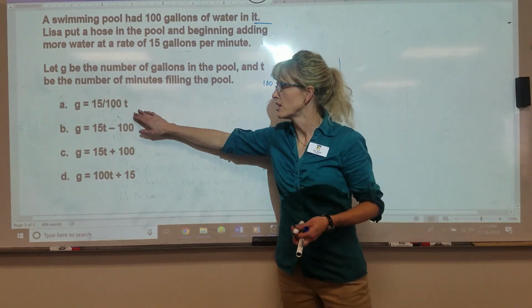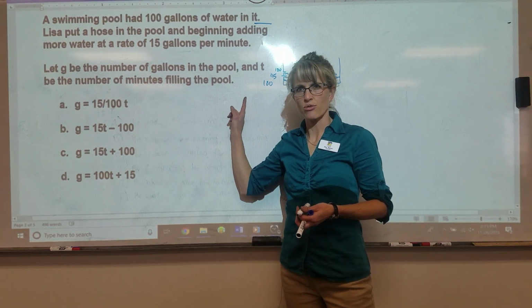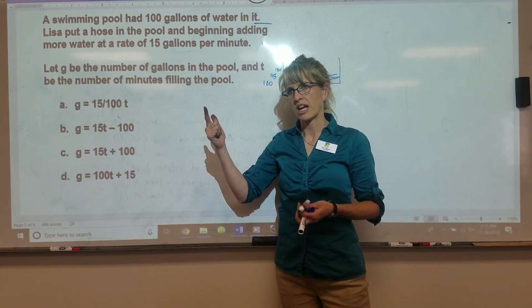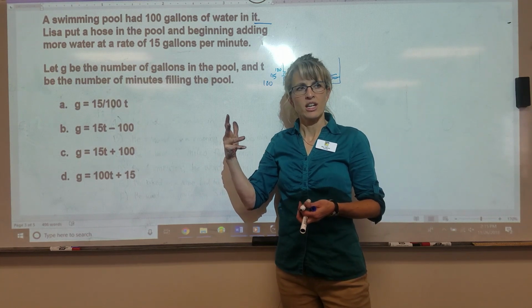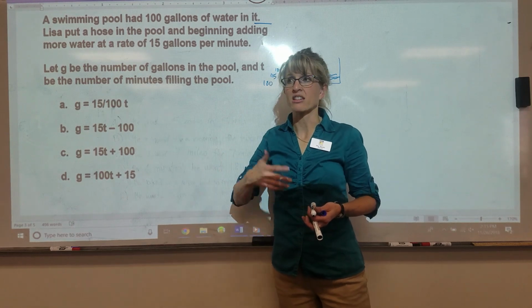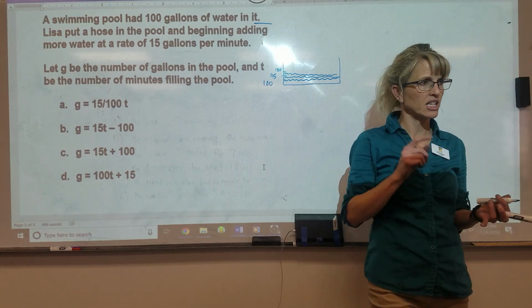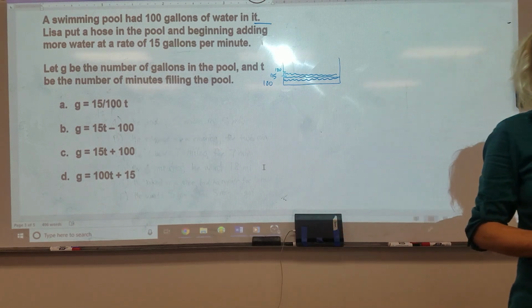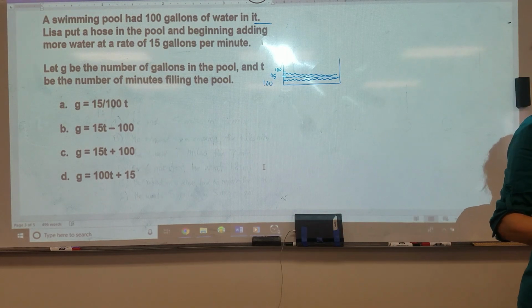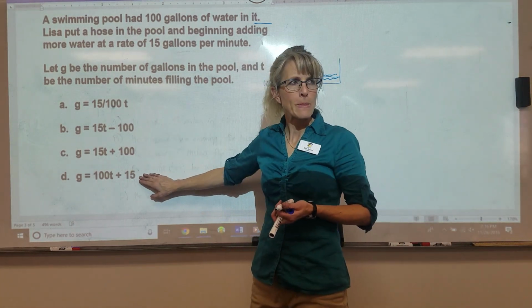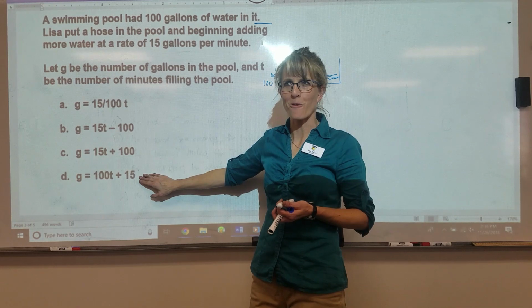So the question is, which equation would describe this story? Thinking initial value and a rate. I have a starting amount of 100, and then I'm going to add on 15 more gallons every minute. Which one would add on 15 gallons each minute, but starting with 100? Okay, what are your choices? Put your hand up when you think you know.